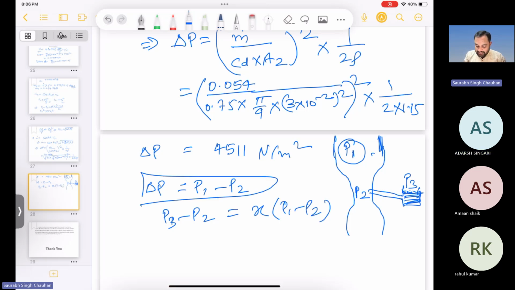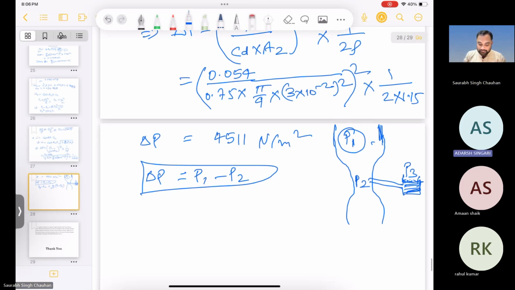Now you have got P1 minus P2, you just multiply by this factor X. In this question, we don't need to do that, but for some other questions that you can encounter, you can solve like this. X equal to 1, no? But anyways, you have got this value. Delta P, or the suction pressure, is 0.0411 bar.